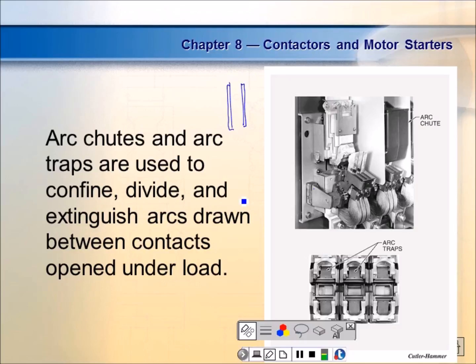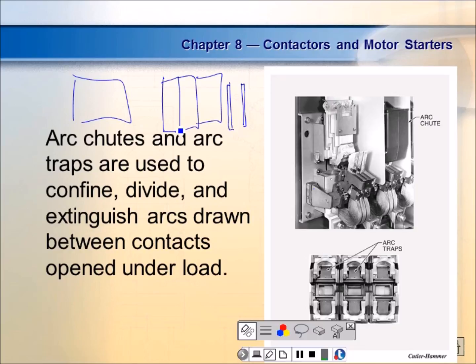And we can even go further than that, where the cap that sits on top of the relay will actually have chutes through it. And then this sets over the relay, and it basically encloses a contact, so the arc has no way of getting to the other contact. And we refer to these as arc chutes.